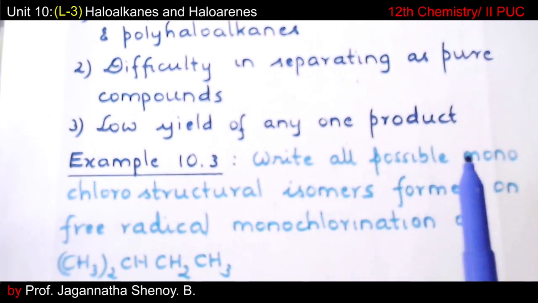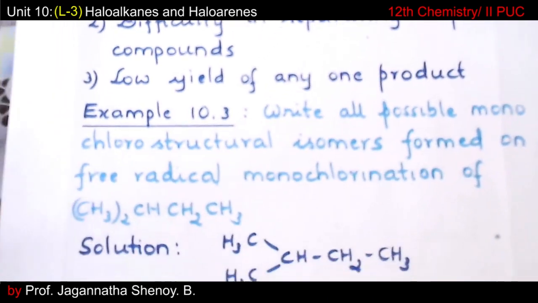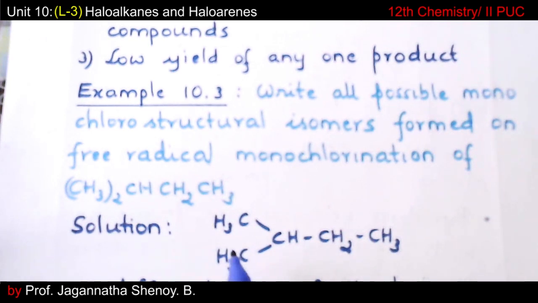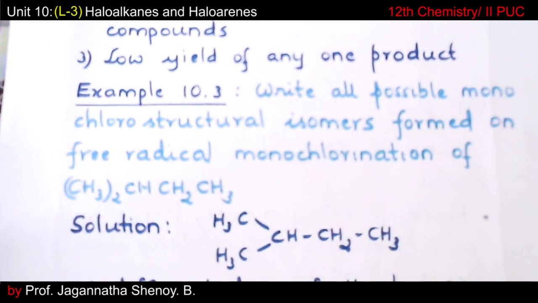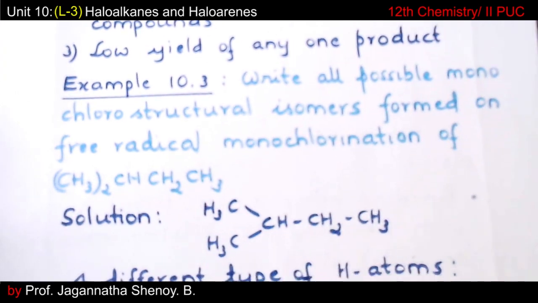So there is one example question, example 10.3. Write all possible monochloro structural isomers formed on free radical monochlorination of (CH3)2CHCH2CH3. Now, to understand this clearly, I've written the structure of this molecule. So it is CH3, CH, CH3, CH2, CH3. This is actually called isopentane. Now, when you look at this isopentane, you can make out that there are 4 different types of hydrogen atoms.